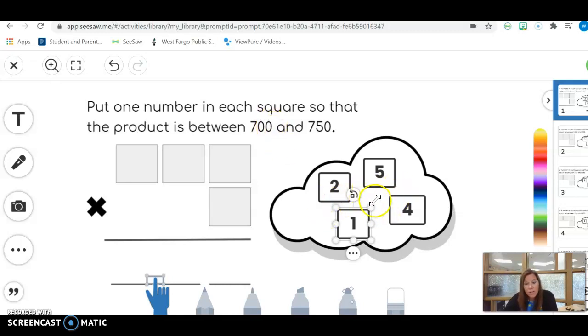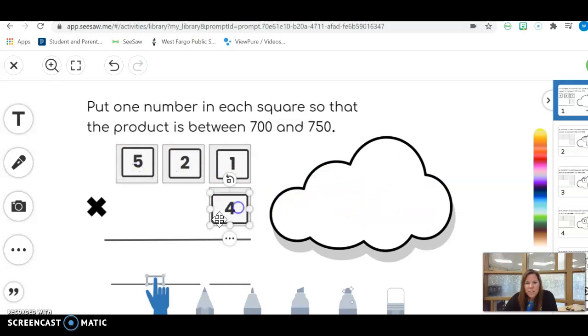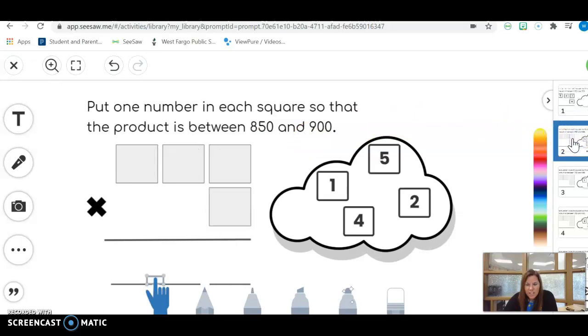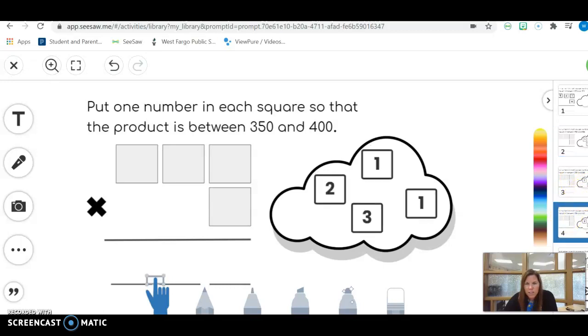But you do it however you would like, and then whenever you get your correct answer, you're going to put it in these boxes. Then you're going to tell me your answer. This product needs to be between 700 and 750. Right? And then you're going to go to the next slide and do the same thing with those different products or answer numbers. All right? And there's 6 different ones.